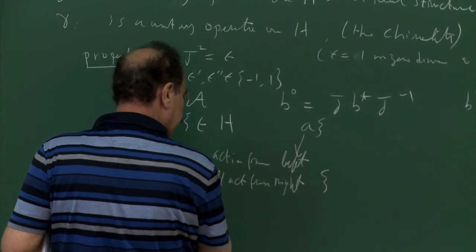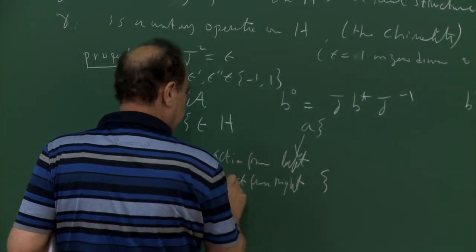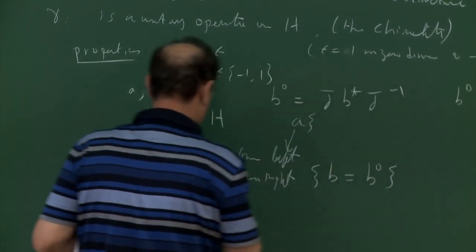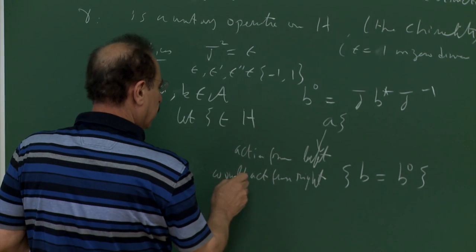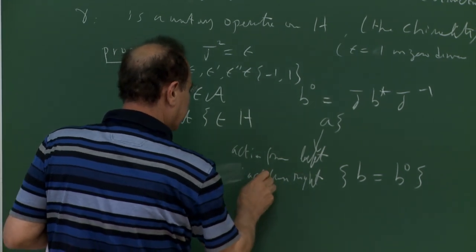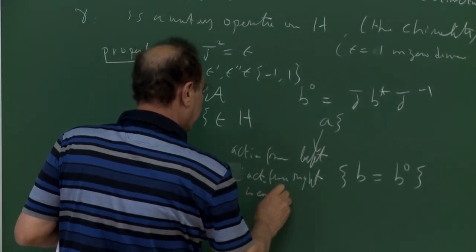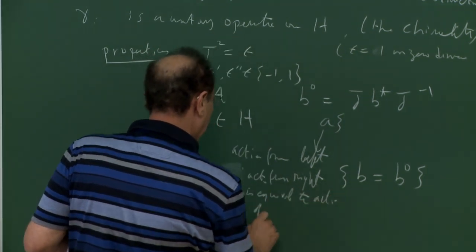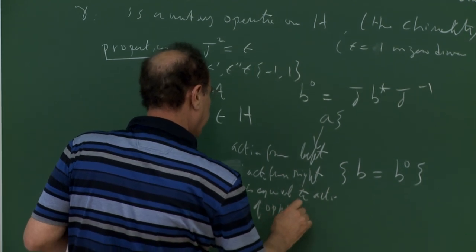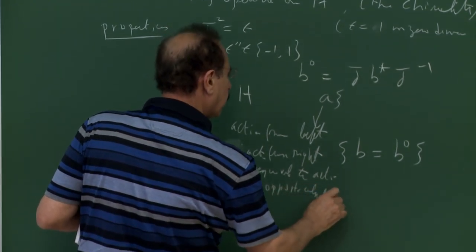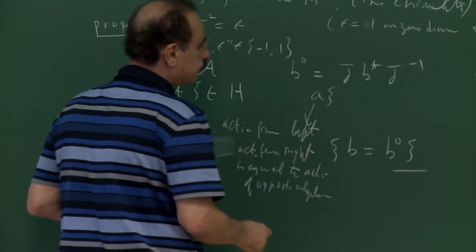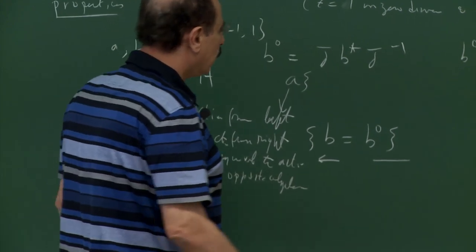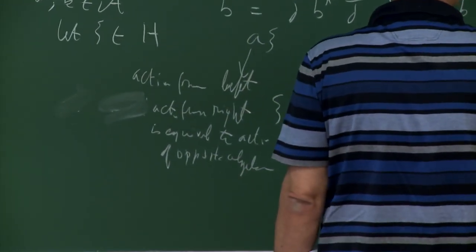If you act from the left, it's equivalent to an action from the right. So if you have something BA, it's the same as B opposite. Now, action from the right is equivalent to action of the opposite algebra. So here, this is the right action.